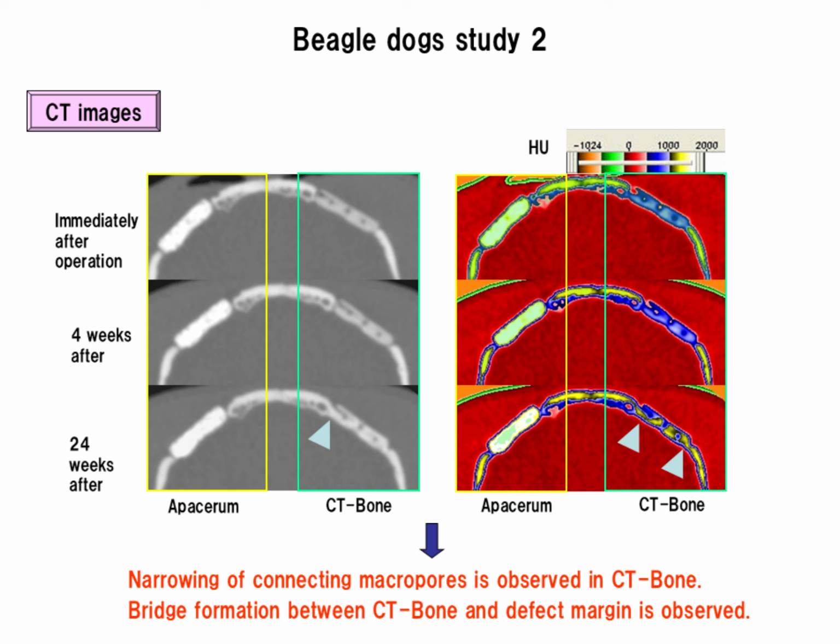Furthermore, regarding cellular infiltration, no significant invasion of fibroblasts or bone marrow was observed in the HA group even after 24 weeks. However, in the CT bone group, fibroblast infiltration was already evident by week 4, and by week 24, bone marrow-like tissue had formed, with ossification progressing in a manner similar to the host bone.